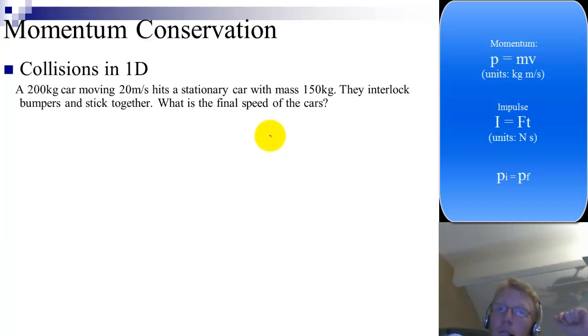Okay, so we're going to go through three example problems to help illustrate all of this, and hopefully hone the problem-solving process. All right, number one, collisions in one dimension. So this is a car crash. A 200-kilogram car is moving 20 meters per second.